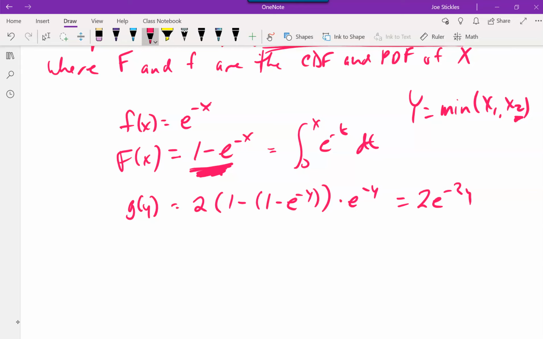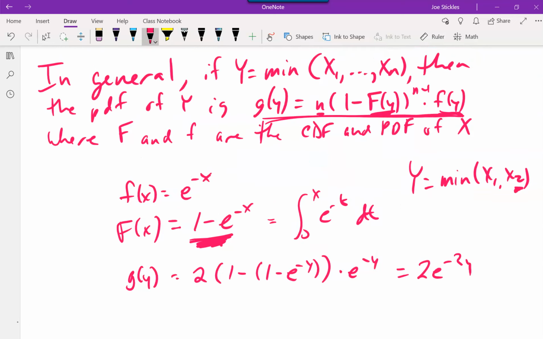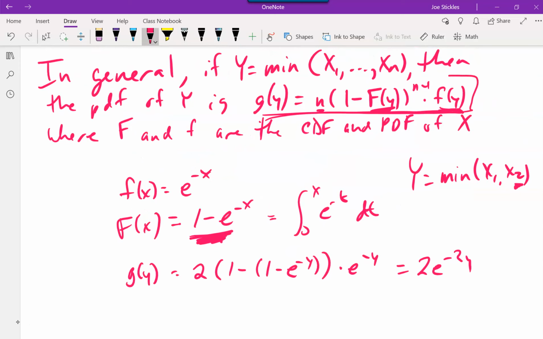The reason why I went through this a little bit more long-winded, if you will, is because I wanted to get to this point where we could see the derivation for the minimum. Does that make sense?